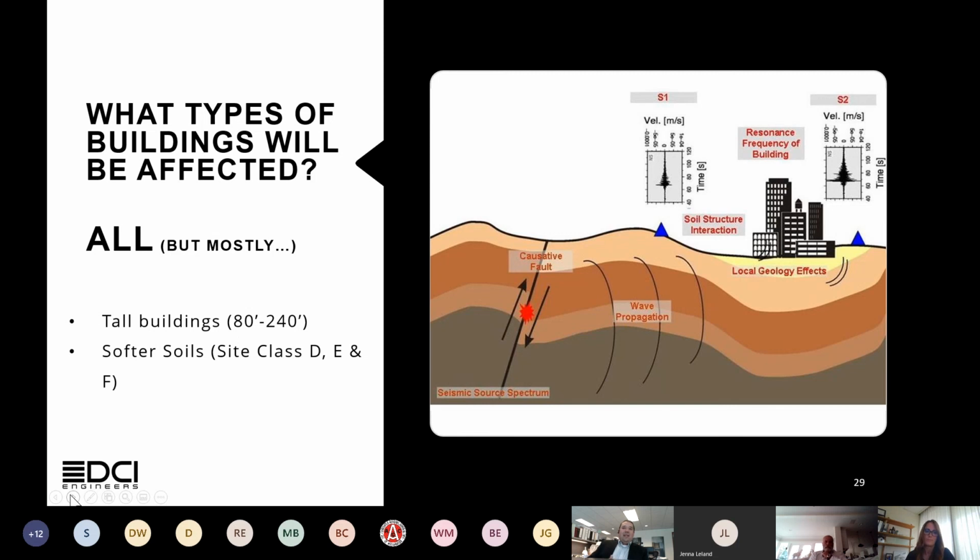Buildings that are less than 80 feet are kind of going to fall into that shorter building range, and buildings that are over 240 feet tall are typically already doing a performance-based design and a site-specific analysis. So these code-based projects in the 80 to 240 foot range are probably the ones we're going to have to look out for the most.